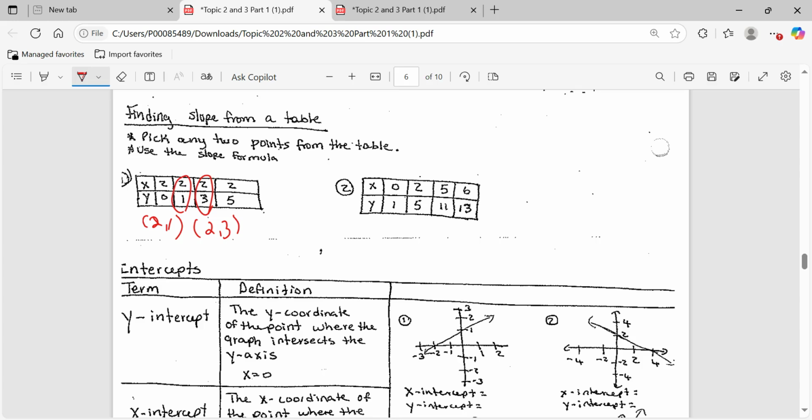Now, let's remember what we just did. In order to find your slope, you're going to label it x1, y1 and x2, y2, and then you are going to solve. So y2, which is 3, minus y1, which is 1, divided by x2, which is 2, minus x1, which is 2. It's going to give me 2 over 0. This is undefined.